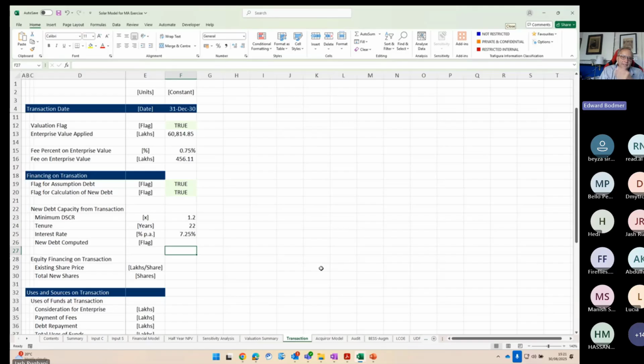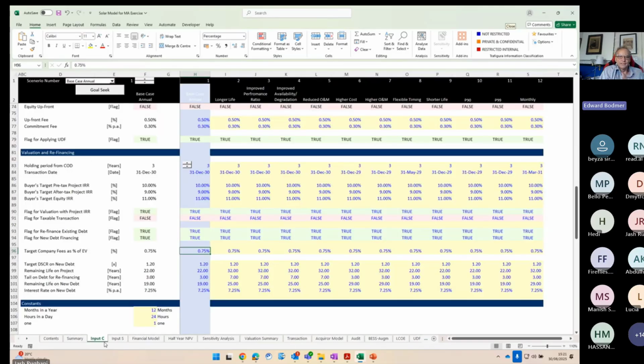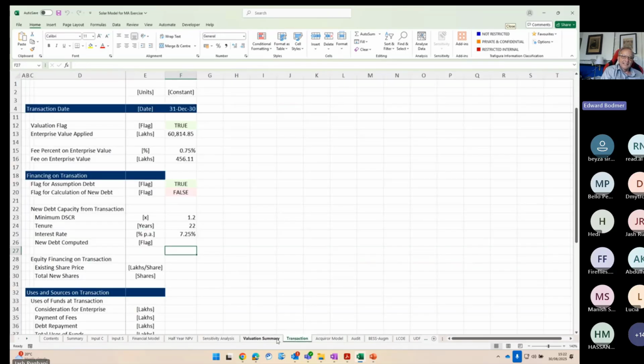Can you go back to the input C, and let's turn off the calculation of new debt. If we don't get to this calculation of new debt right now, just put a false there. This is a whole big subject. Just type false and then copy that across. Okay, and then we go back to the transaction page, and let's just leave it out, and let's see how far we can get.